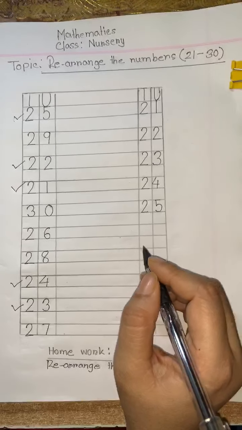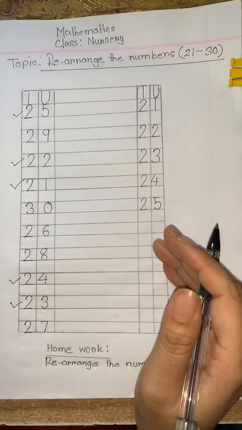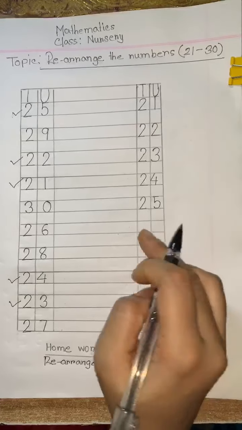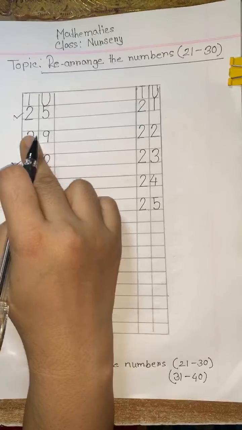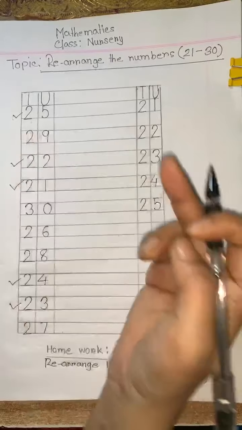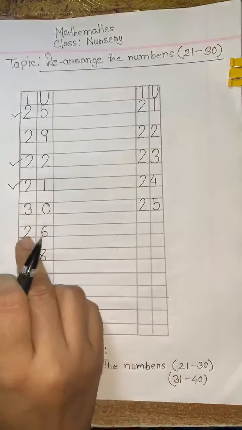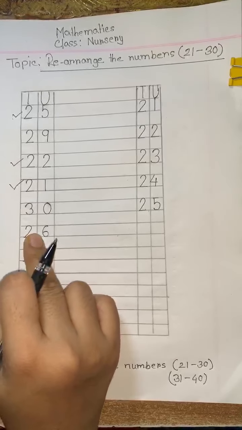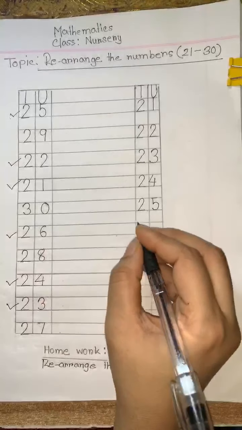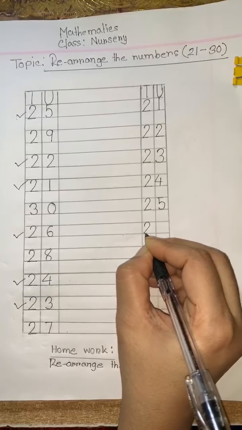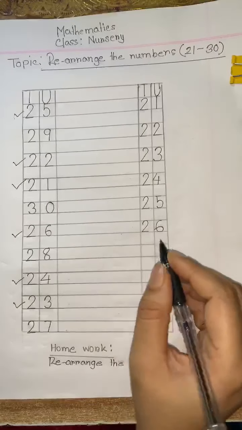The same way, again we'll find the next number. What will be the next number? Next number will be 26. Is it 26? No. Is it 26? No. Yes, it is 26. Now I will write here 26.